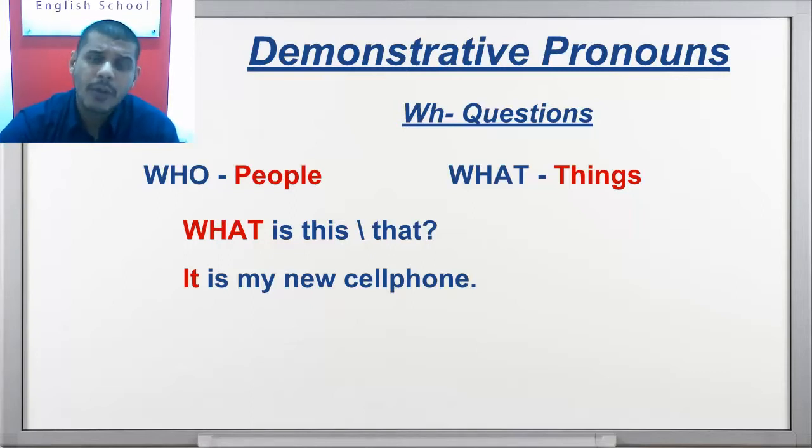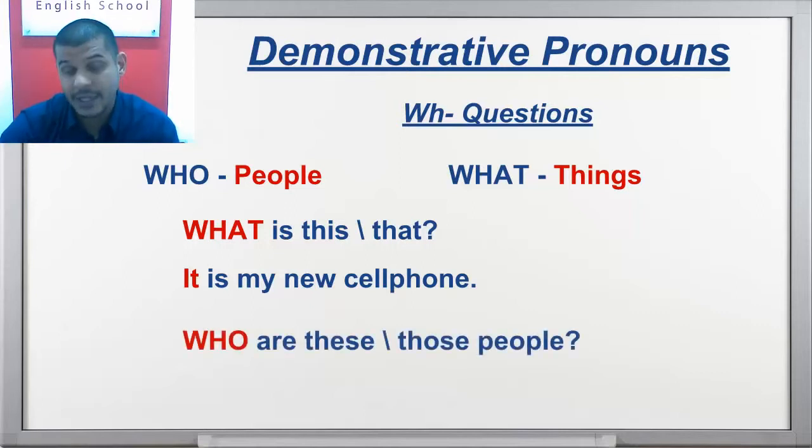And in the plural, I have some examples. I have one example. Let's take a look here. Who are these people? Or who are those people? These and those, of course, will depend on the distance, right? If it's a long distance, those. If it's a short distance, these, all right?